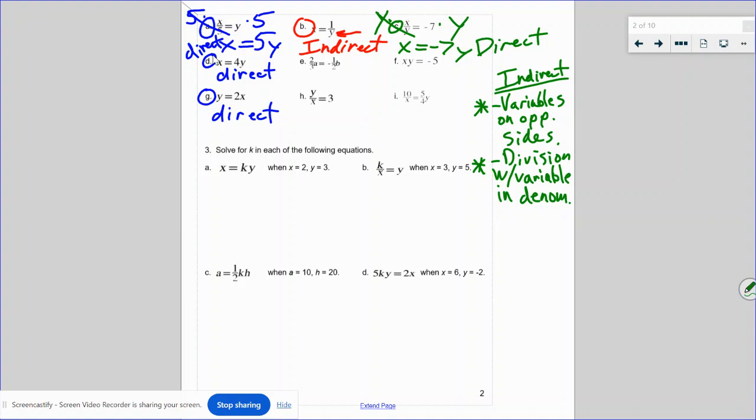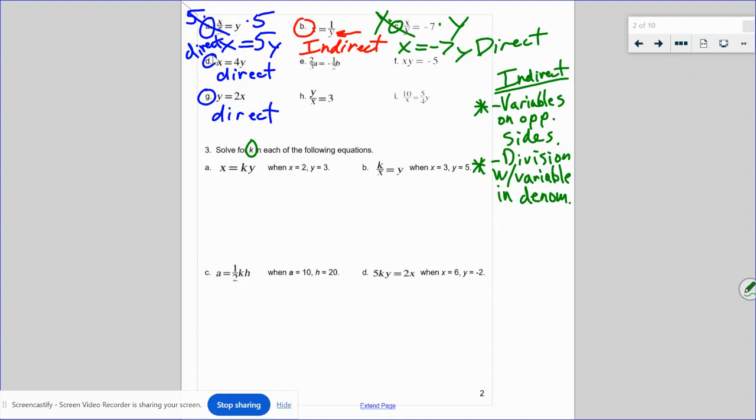Okay, next we're going to look at how to actually answer some questions that'll be similar to our homework. On each of these, we're going to be trying to figure out what k is. K is that constant of variation. It's that constant number being used. It's being multiplied by a variable or divided by a variable. Let's take a look at how we would do that.